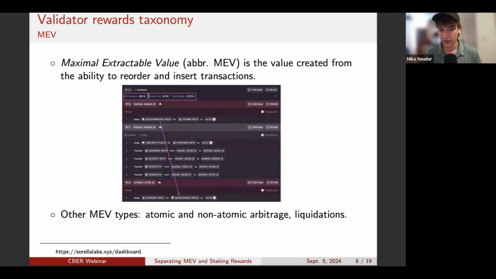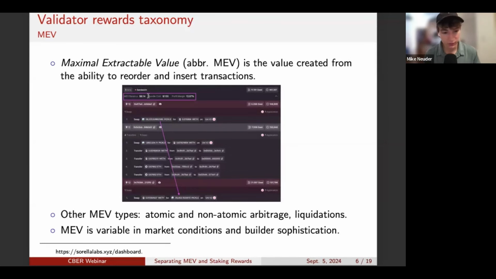There's these atomic and non-atomic arbitrages. These are examples where you're balancing prices between different pools on-chain, or you have an external off-chain trading venue like Binance or Coinbase, where the price is moving at a much higher granularity than it is on the Ethereum block. And so you have a disparity in that price, so you can balance between the two. Liquidations are another example. All of these forms of MEV are produced during the natural life cycle of economic activity on the Ethereum blockchain.